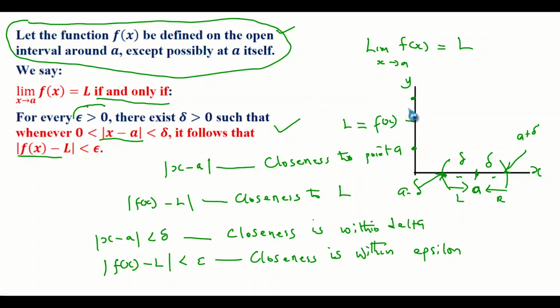Let me write that again. You have the epsilon here. Automatically this point here will be L plus epsilon, and this point here will be L minus epsilon. I think I can remove this one now for clarity's sake. Let me just remove this, then I will rewrite this. So this point here will be L minus epsilon.